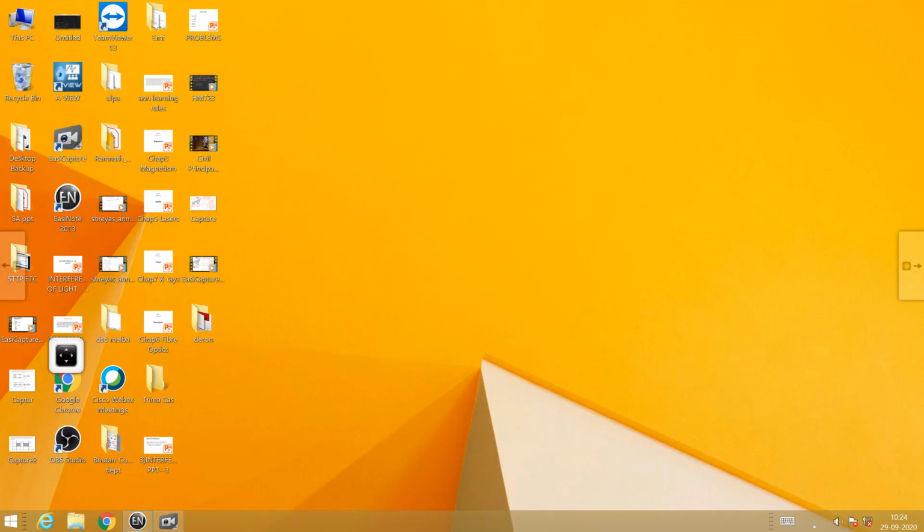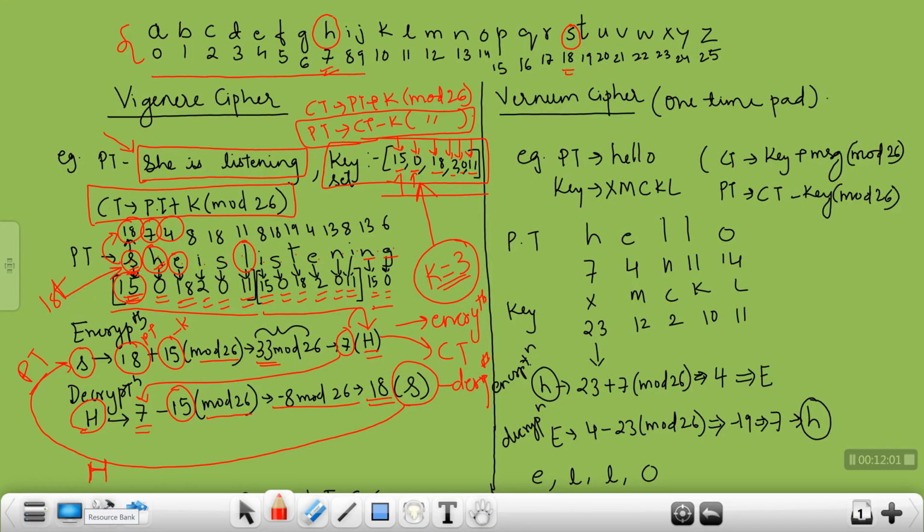So you will just find out the value that is associated with the remaining text. Then we will continue with our next cipher.